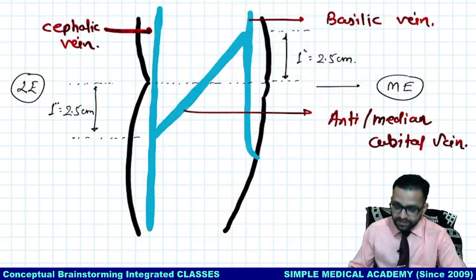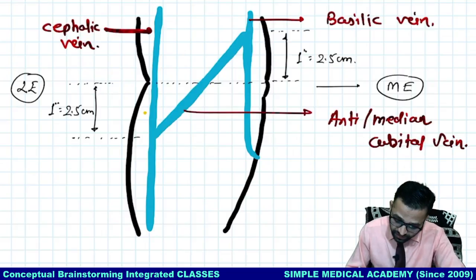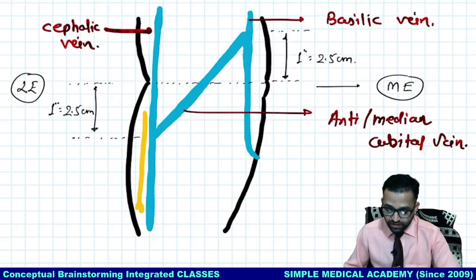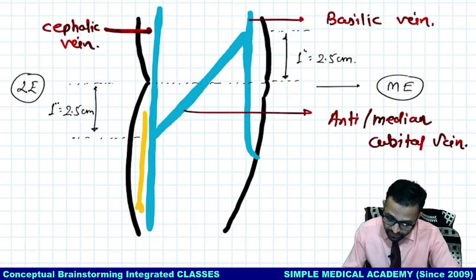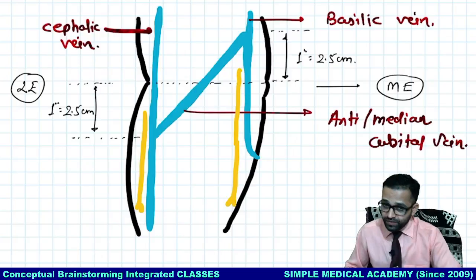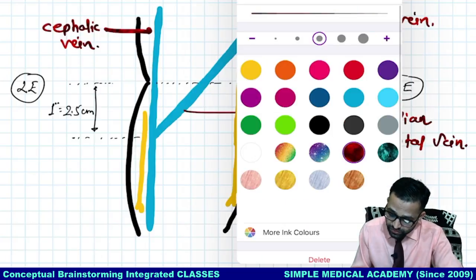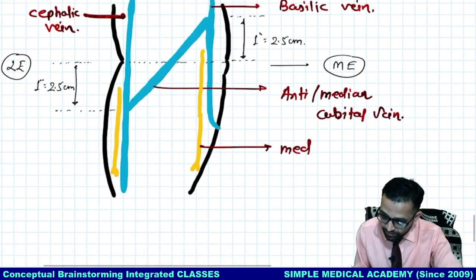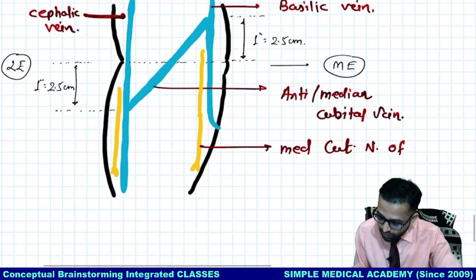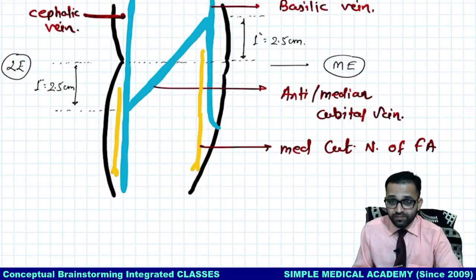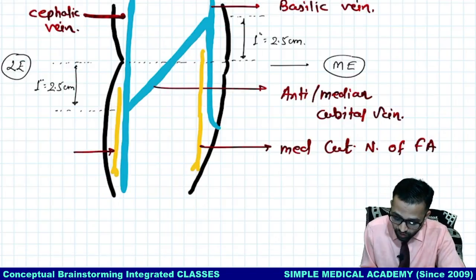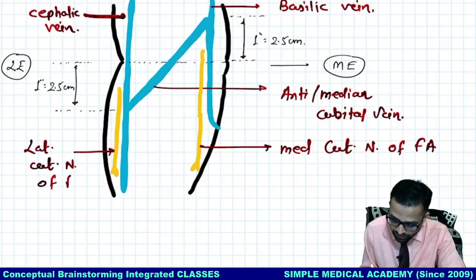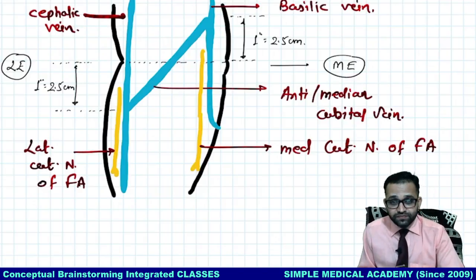I'm making it a little bit easier. Okay. So with the cephalic vein, the nerve which is running, that is our lateral cutaneous nerve of the forearm, and the nerve which is running with the basilic vein, that is our medial cutaneous nerve of the forearm. So you can remember this is our medial cutaneous nerve of what? Forearm, running with the basilic vein. And here you can observe our lateral cutaneous nerve of what? Forearm, running with the cephalic vein.